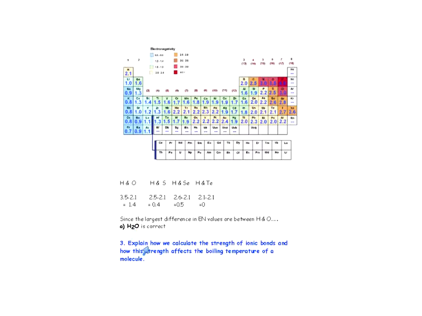So looking at the question here, it says, explain how we calculate the strength of ionic bonds. That's kind of part A, you could say. And part B, how does this strength affect the boiling temperature of a molecule? Can anyone answer part A of that? Okay, bigger the difference in EN value, stronger the bond. Good. And how does the strength of the bond affect the boiling temperature?